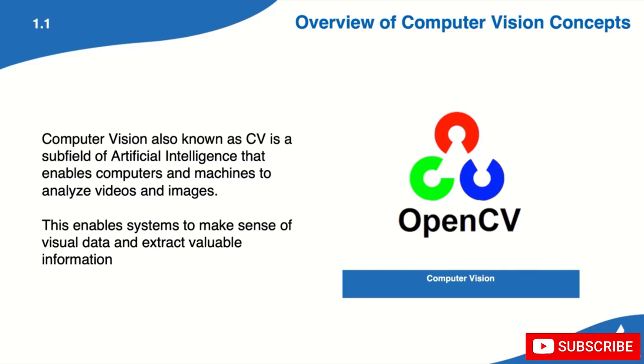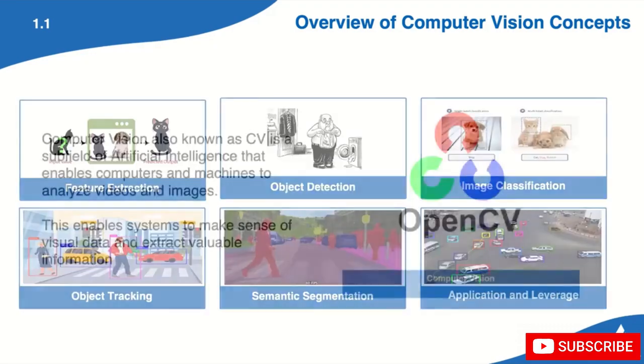Visual data is abundant in our daily lives, from digital images captured by cameras to video footage from surveillance systems. So by developing algorithms and techniques for computer vision, we can teach computers to automatically analyze and interpret this visual data, making them capable of performing tasks that were previously only able to be done using human eyes. There are 6 computer vision concepts.